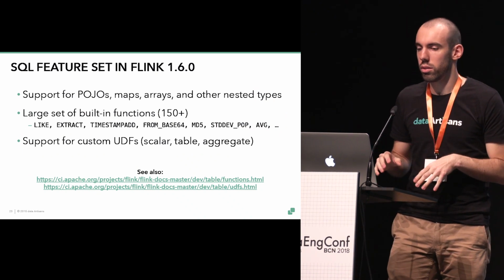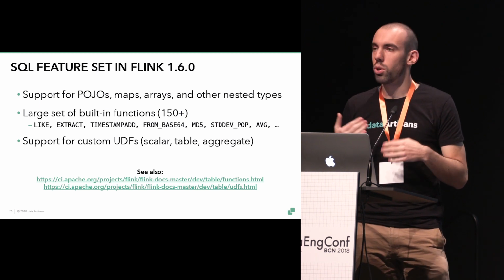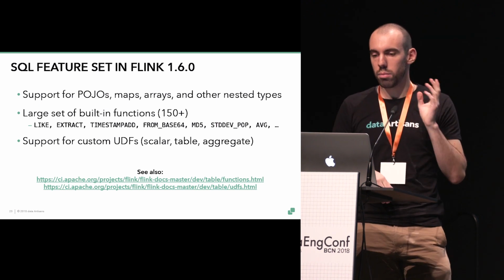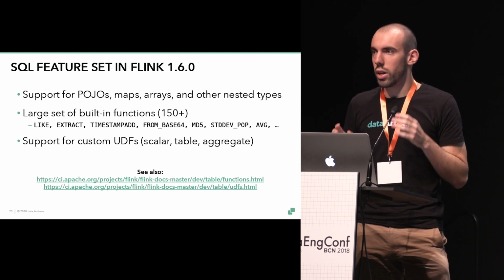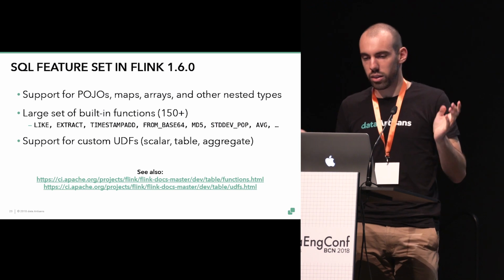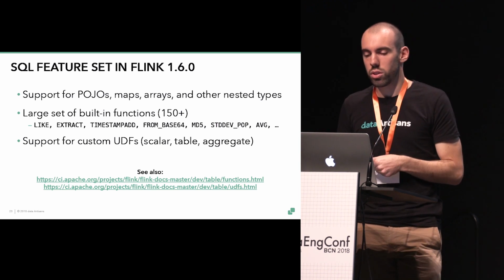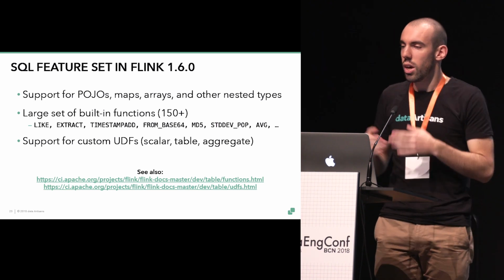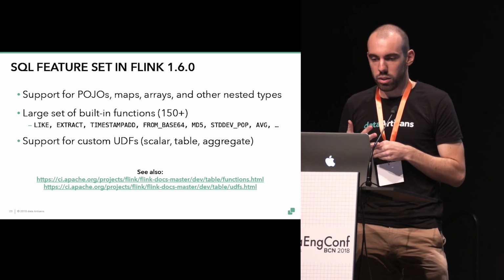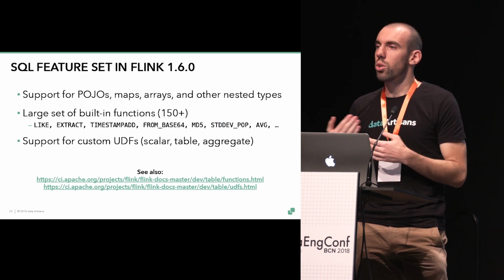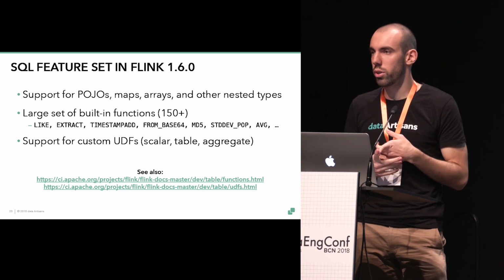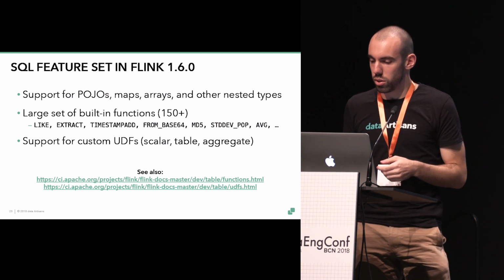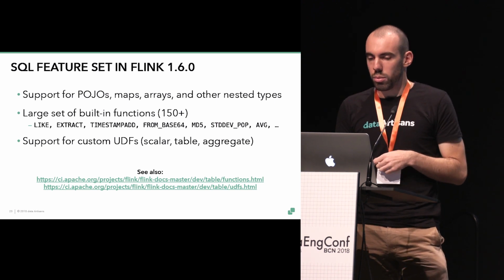Especially for ETL and little data pre-processing, we have support for POJOs, so you can have arbitrarily nested data. We also support complex types like maps and arrays and other nested types. We provide a large set of built-in functions, like extract, timestamp functions, and hashing functions. This is a continuous effort. You cannot support all the functions because it's just too much, but we already provide 150 plus functions. And if there is a function missing for you, there is always a way of defining your custom UDFs, either for aggregation functions, table valued functions, or simple scalar functions. So there is also a point for extensibility, and you can find more about that in our documentation.